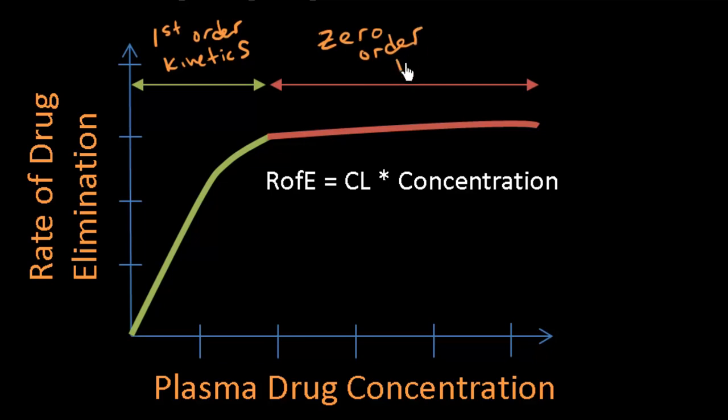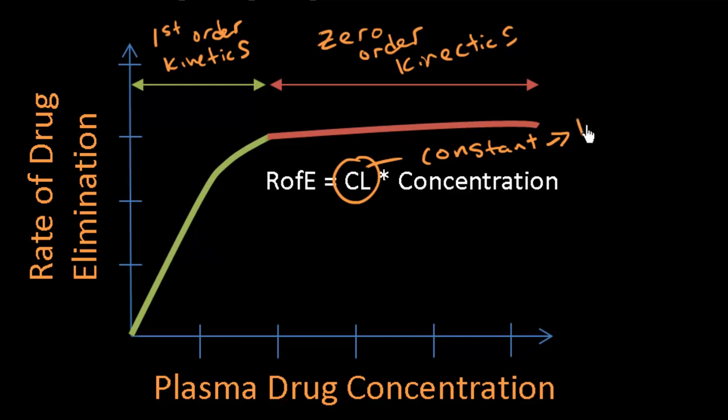And the way that I remember that is that the slope of the graph here is approximately equal to 0. So clearance really is a constant, and it is a constant under the constraint of first order kinetics. And what I mean here is when I have not saturated all of my enzymes. So this is for most drugs at most dosages. Clearance is not constant when we hit this zero order kinetics. Just a little tidbit that you should know.